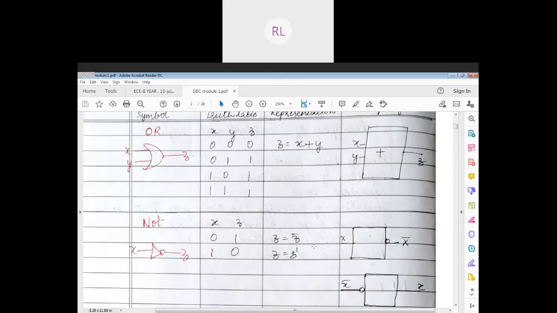How do I represent it using my equation? Whatever is the value z, z is equal to z bar. Sometimes we use z bar, sometimes z dash. So you see a bubble here. Bubble indicates inversion of input value. So you have x and the value is inverted.